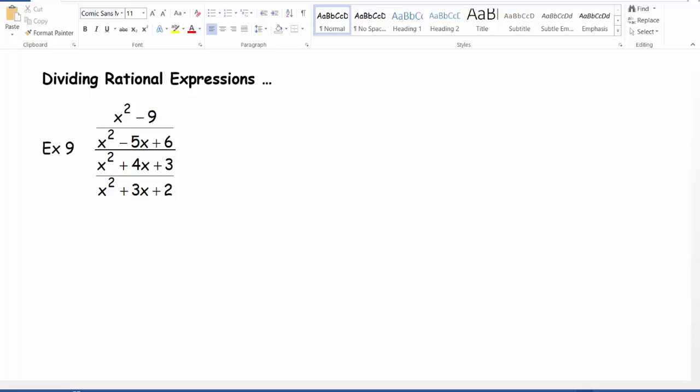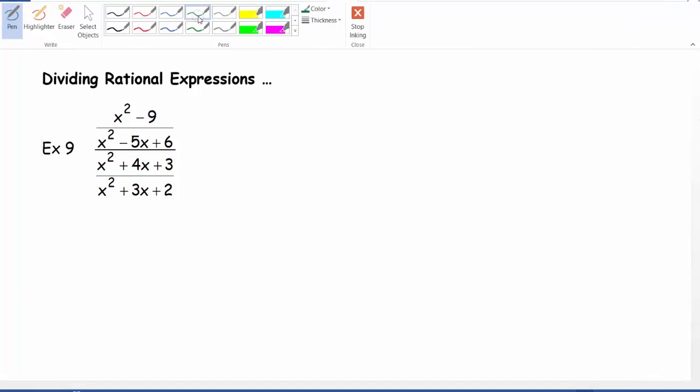Here we are at example 9 from our 8.4 set of notes. We're asked to divide this following rational expression. Now when we look at it, we notice that we have this rational expression divided by this rational expression. And what we want to go ahead and do first is maybe just rewrite this item.